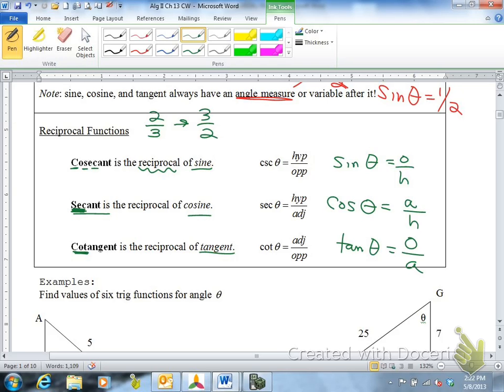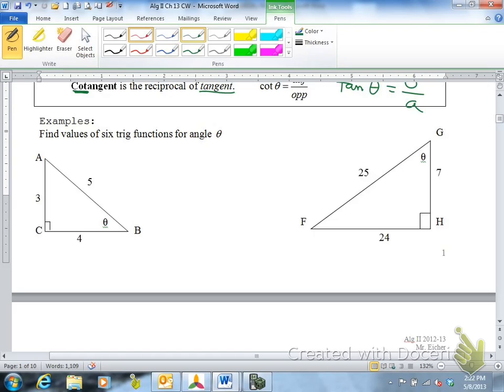So again, I want you to know the names and how to abbreviate them. Secant is SEC, and it would be hypotenuse over adjacent. We'll use all 6. Find the values of the 6 trig functions, trig ratios, for these. If you need to, it's helpful to identify where your angle is. We're talking about angle B. The opposite of angle B is 3. The hypotenuse is across from the 90 degree angle, so it's over here, and is 5. And the adjacent side makes up the angle, which is 4.